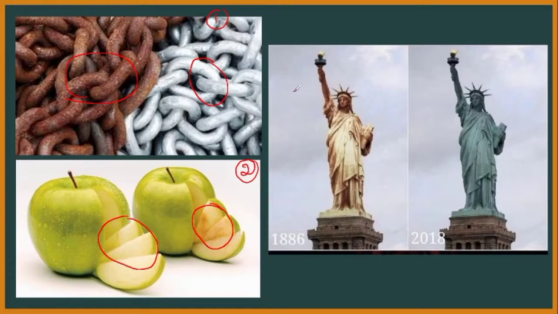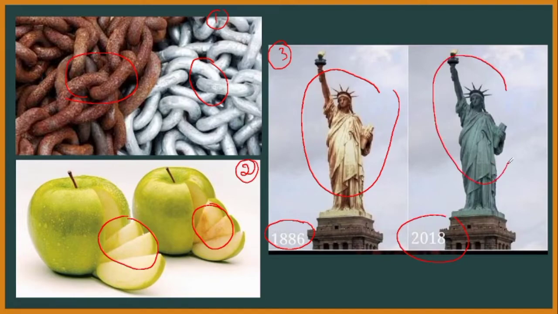And when you look at the third picture, now I have a simple question. Can you identify the name of this statue? Yes, it is the Statue of Liberty. See, in 1886, this is the color of the Statue of Liberty, but in 2018, look at its color. That means the color of the Statue of Liberty has changed.